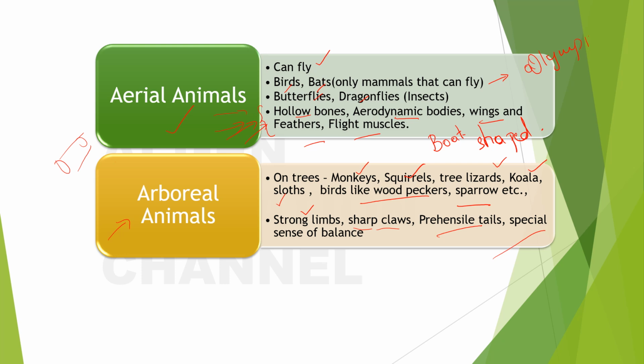They can wrap their tail to the branch and they can stay there. So prehensile tails are used for that. And special sense of balance. It's obvious, right? When these monkeys keep jumping from tree to tree so fast, they should have some sense of balance, right? It is not that easy for them to jump unless they have that sense of balance. So it is about the arboreal animals and their adaptations.